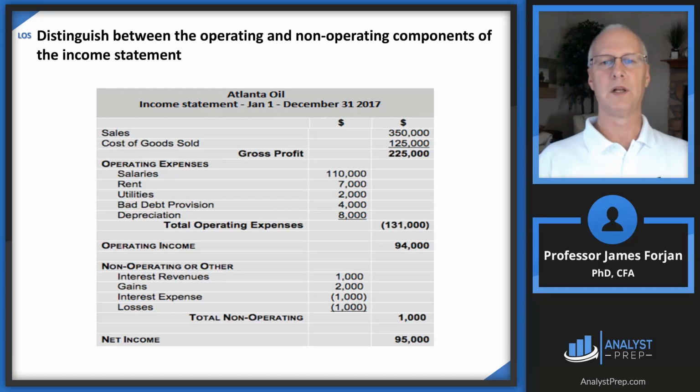And here's a good example, Atlanta Oil. Notice we start with sales at the top of 350 and down at the bottom we have net income of 95. So somewhere in there we had a bunch of expenses, and they include things like cost of goods sold and all of our operating expenses, including depreciation. But then we have non-operating revenues and expenses, and so a lot of times this is interest related, and sometimes they're gain related. So that's just $1,000 out of the 350 in total sales. So it sounds an awful lot like this is a minor part of our business. You wouldn't call that the core function of the business here.